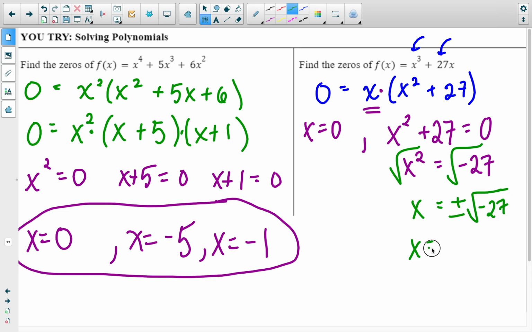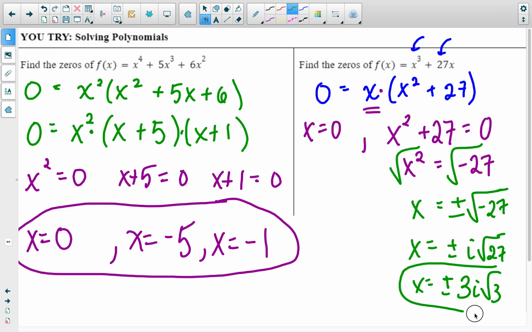So, from Unit 4, you should be able to recognize that this will become i times the square root of 27, which then we can simplify 27 as the square root of 9 times the square root of 3. And then that 9 would come out front as a 3, leaving us with plus or minus 3i times the square root of 3. And don't forget, we still have that 0 up there.